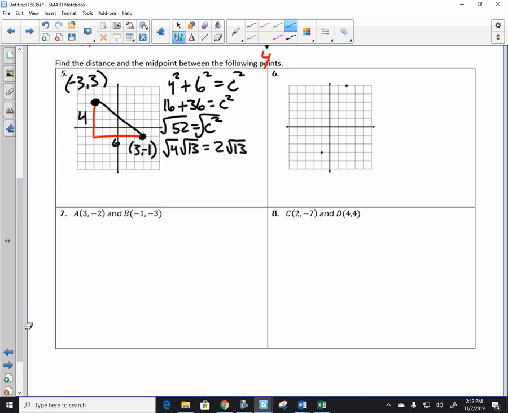If I add the x's, what do you get? 0 divided by 2 is 0. Now let's add the y's. 3 and -1 divided by 2. Does it look like 0, 1 is my midpoint? It does. You do the next one on your own. Do number 6, just like I did it.